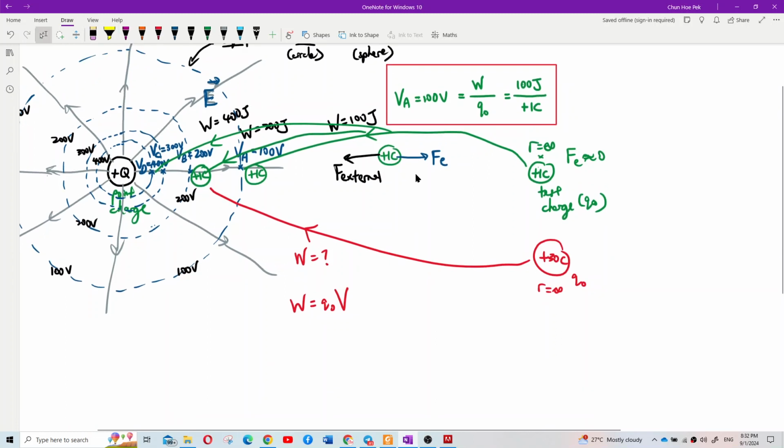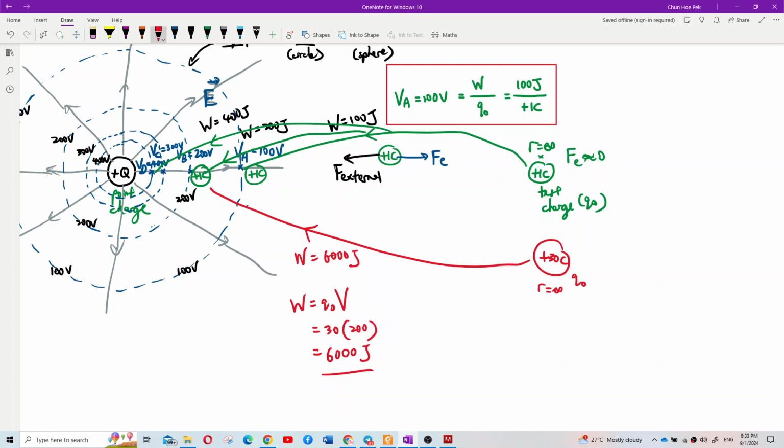So that means 30 coulomb multiply potential 200. So how much? You need to do 6,000 joule of work. 6,000 joule of work done. So to bring a positive 1 coulomb, potential 200 volt means the 200 volt is 200 joule for 1 coulomb. So if 30 coulomb, then you need to multiply 200 with 30. So you get 6,000 joule.